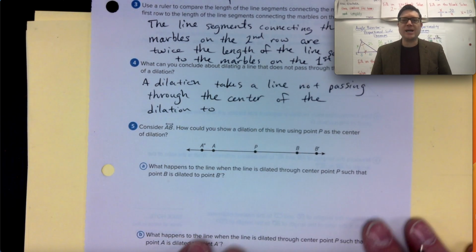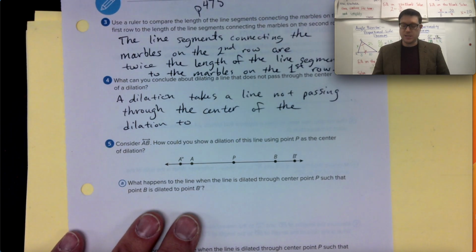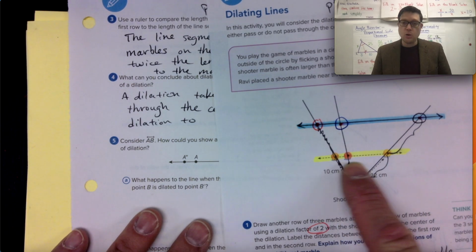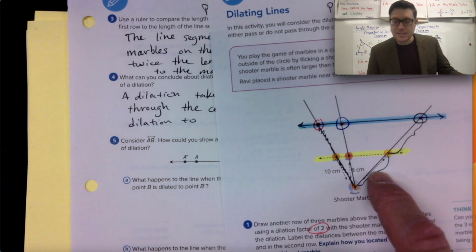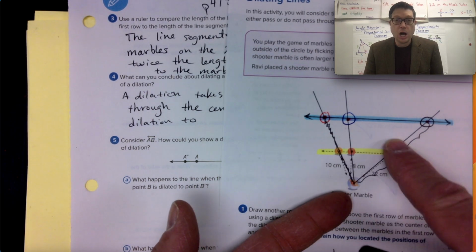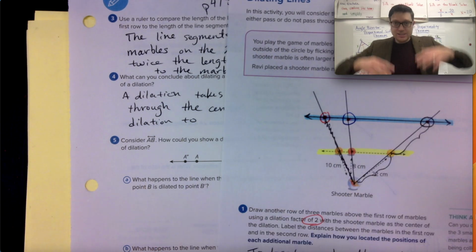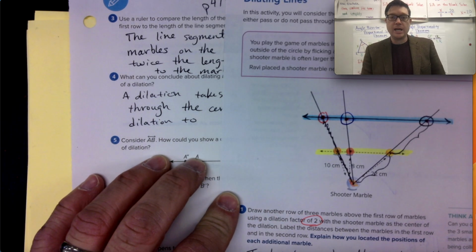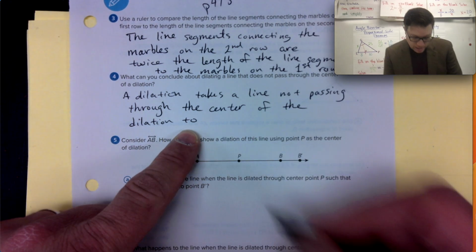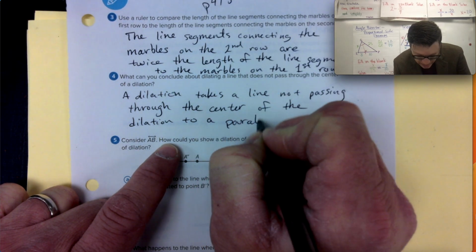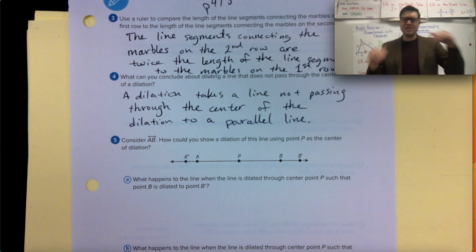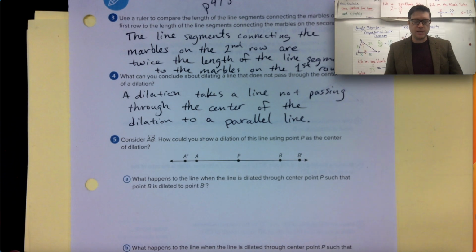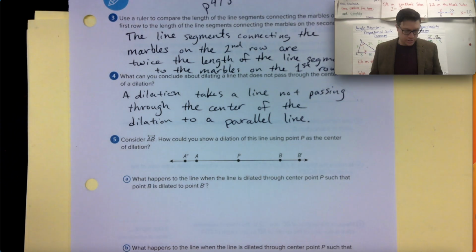What can you conclude about dilating a line that does not pass through the center of dilation? What I mean for that question is how blue is formed. If yellow was the original line and it's not passing through the center of dilation, the blue line is what happens when we dilate. We are pushing, like expanding out the line, and it happens to remain a parallel line. So these lines that don't touch the center of dilation will be pushed parallel away from the center of dilation, or pulled in if we're doing a contraction.